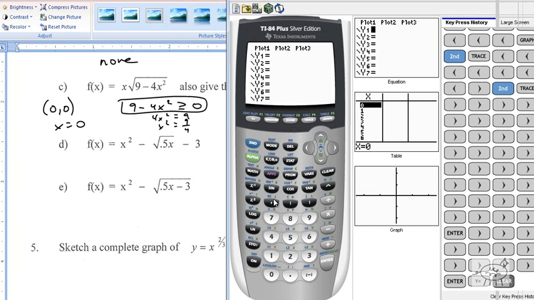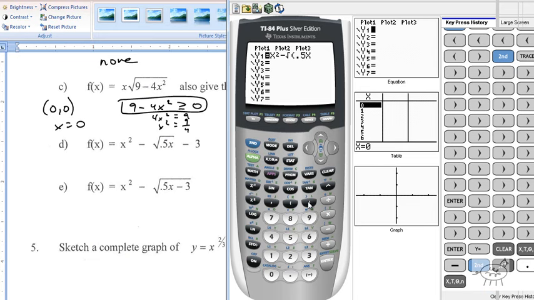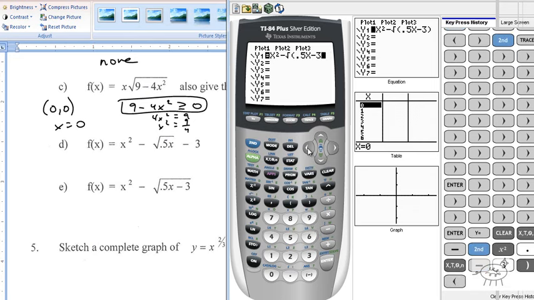Okay, so we're going to say x squared minus the square root of 0.5x minus 3. So it's all under the square root, so it's in parentheses there. Oh, sorry, it's not under the square root. I'm looking at e. So I'm going to move that over. That close parenthesis there, minus 3. That's going to give us a correct graph.